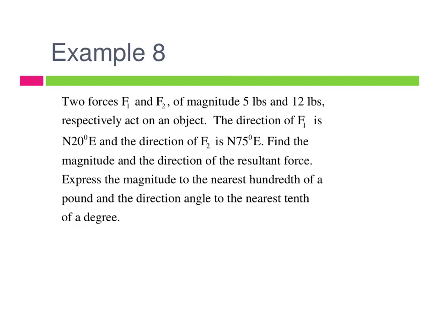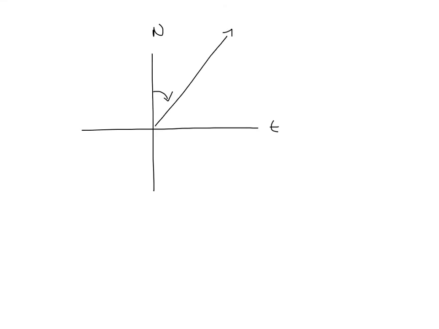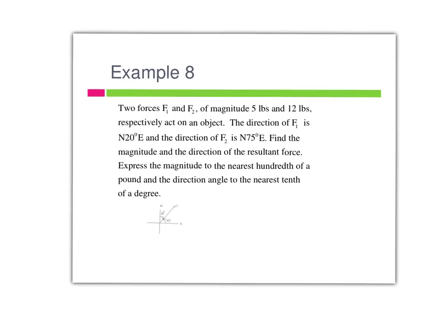So we have force 1 is north 20 degrees east. Remember, that's north, that's east. Here's 20 degrees. But what we're really interested in is the angle that comes up in this direction for the formula. So that's going to be 90 minus 20, which is 70 degrees. So this is F1. And then it tells us that the magnitude is 5 pounds.